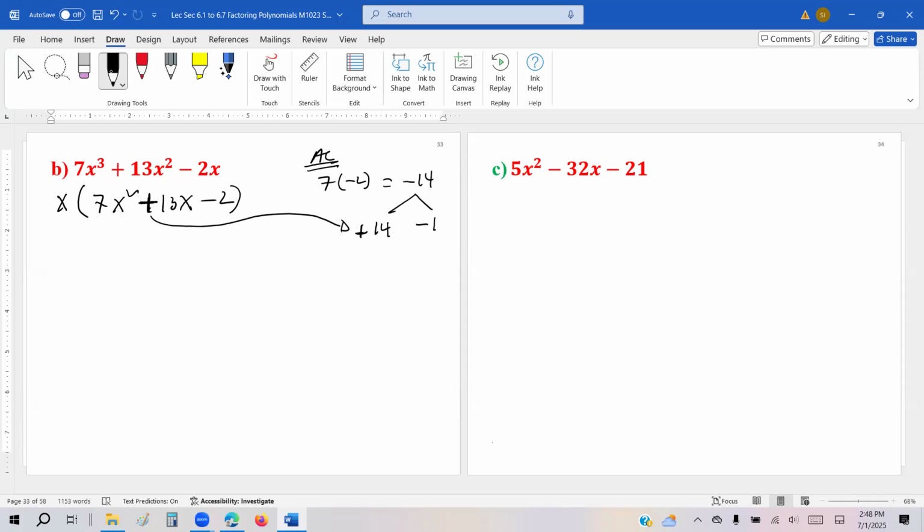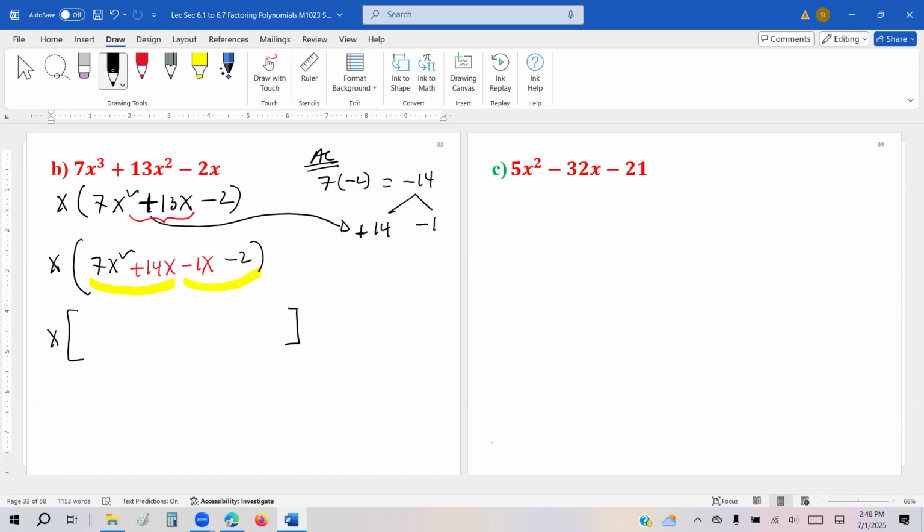Now, the AC method means turn 3 terms into 4 terms. So we keep our GCF. We have 7x squared, we have -2. But instead of this 13, we use these two: positive 14x, negative 1x. The 1 is invisible, you don't have to write 1 if you don't want to. And then we group them into 2 groups. 4 terms means either GCF or grouping. So this is grouping. We still have our x.